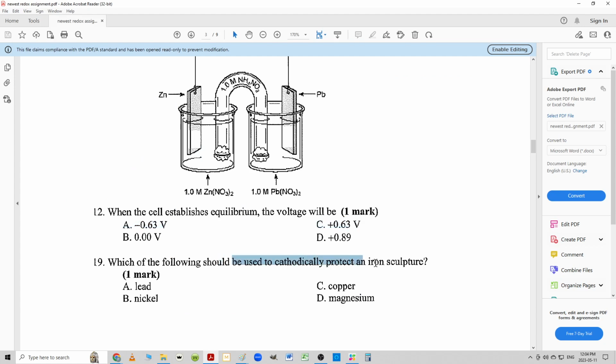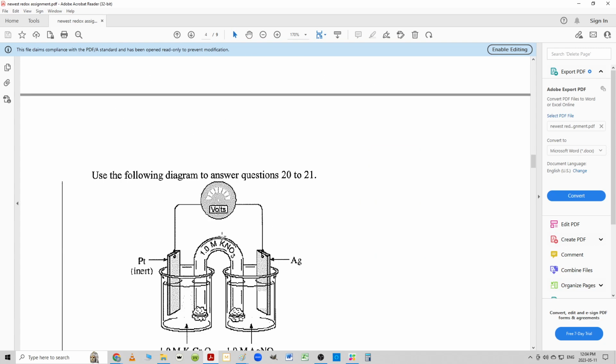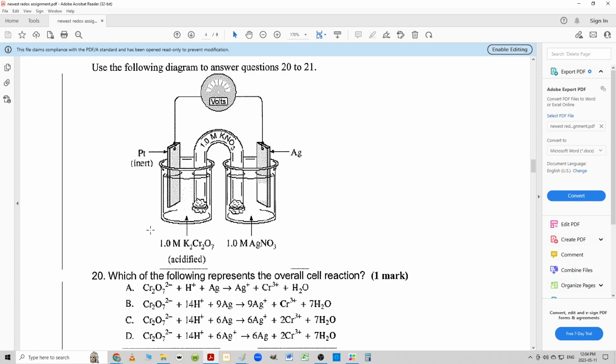Which of the following should be used cathodically to protect an iron sculpture? Anything that's below it on the reduction table, usually magnesium is lower, will protect iron from rusting. They use that in cars. They also run an electric current through cars to protect it.